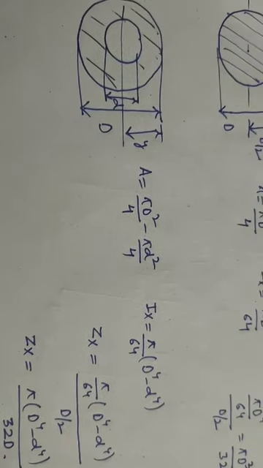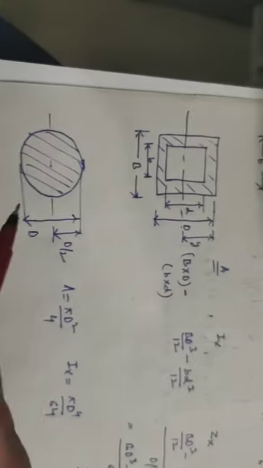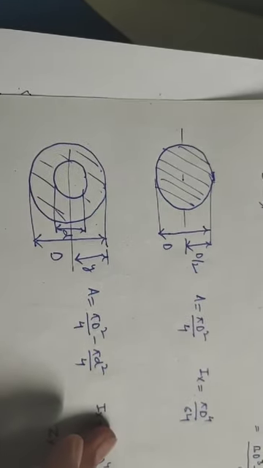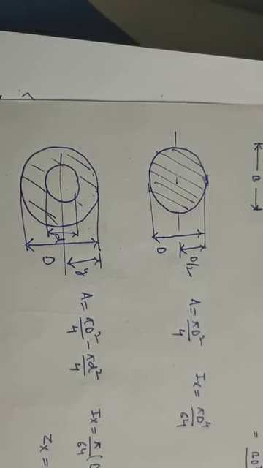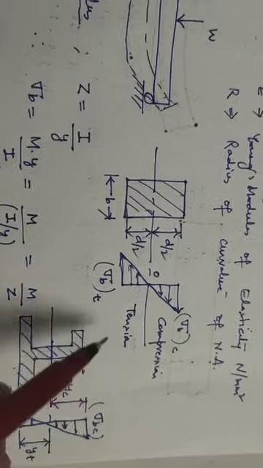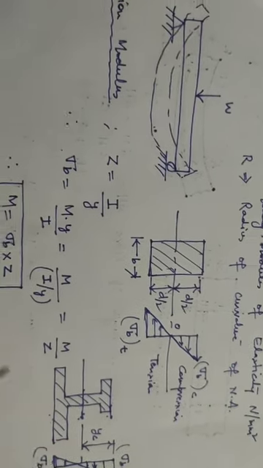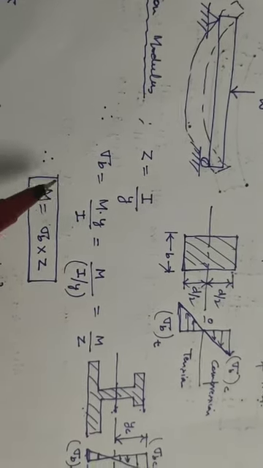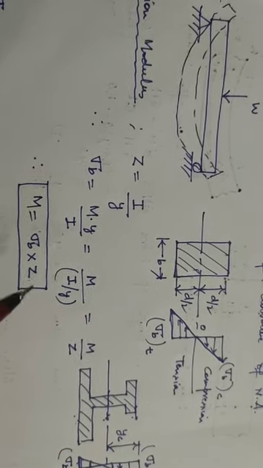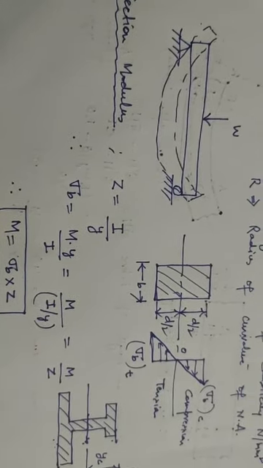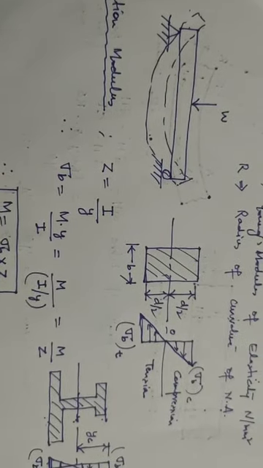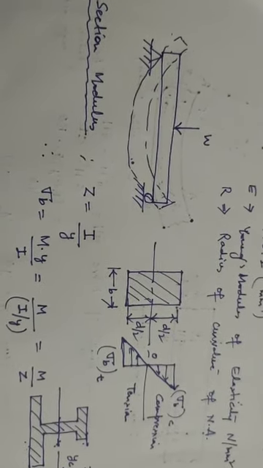So we calculate the value of Z for various sections, and other than this, we can also take the section as an I section or T section, and find the value of Z for various sections. We will say that the beam that has the maximum strength, having the maximum moment of resistance, will have the maximum value of Z. The greater the value of Z, the greater the moment of resistance of the beam.